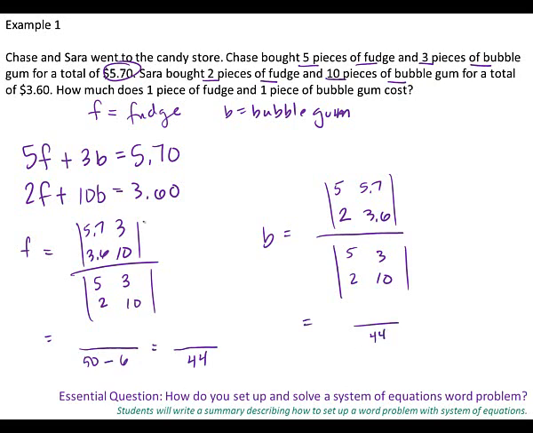Let's do the numerator. So what's 5.7 times 10? 57. Minus is the operation. 3 times 3.6? 10.8. Good. And 57 minus 10.8 is 46.2. Good. It would make sense to put it in decimal because we're talking about money. So what's 46.2 divided by 44? 1.05. Good. So we know that would be $1.05 for fudge. We'll write that out here in a second.